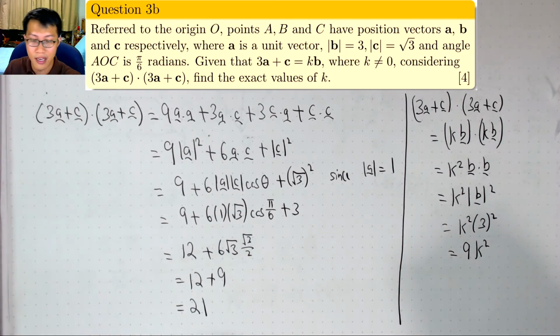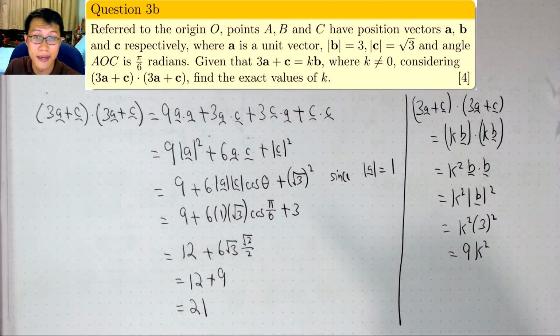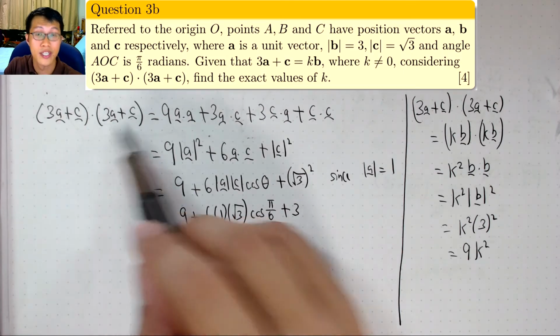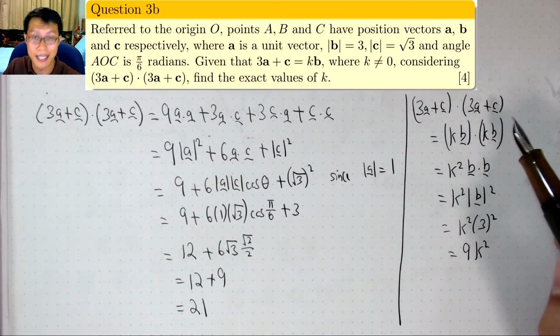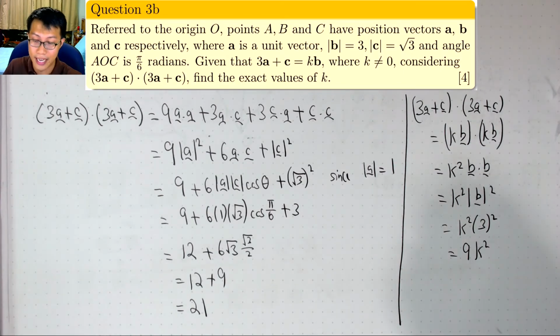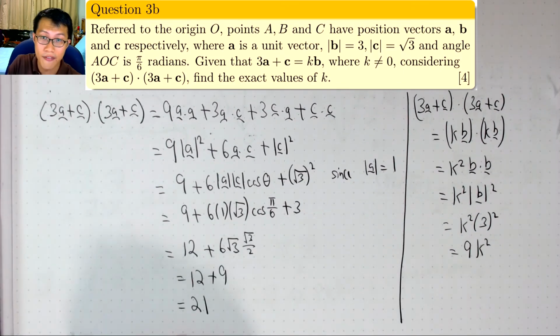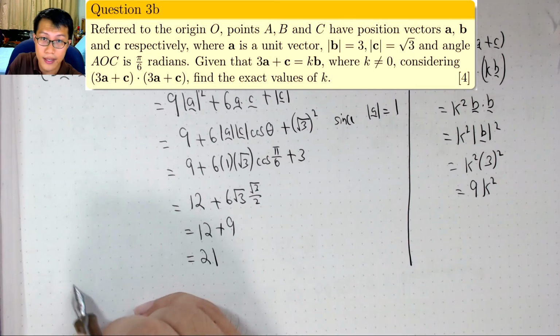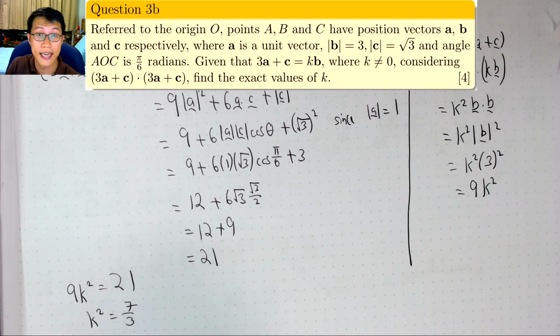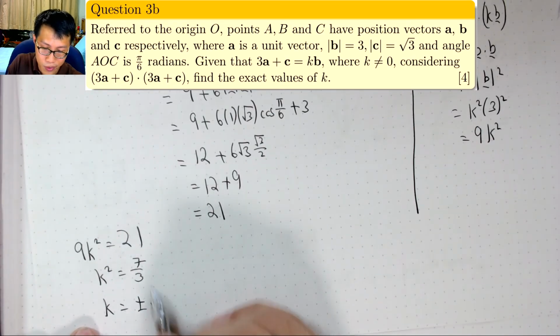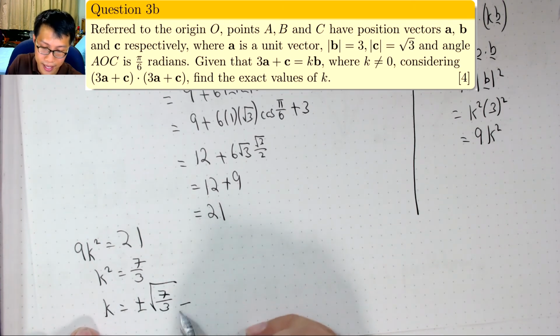And we've just done two ways of doing the same thing. (3a plus c) dot (3a plus c) simplifies to 21. At the same time, (3a plus c) dot (3a plus c) is 9k squared. Hence, we can equate the two. So we have 9k squared is equal to 21. k squared is equal to 7 over 3 if we divide the 9 over, and k is plus or minus square root of 7 over 3, and that is our answer.